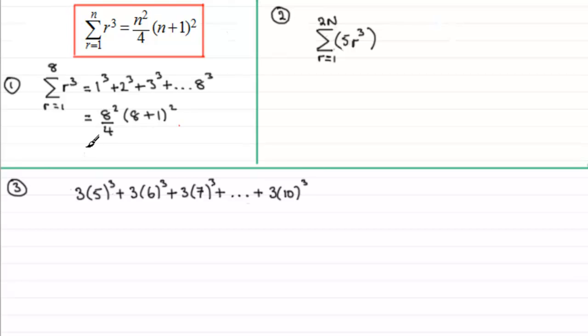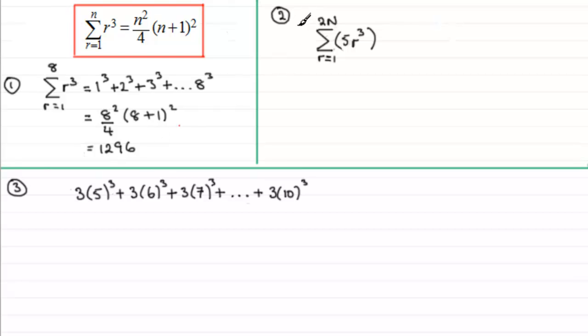We're going to get 8 squared over 4 multiplied by 8 plus 1 all squared. And if you work this out, you'll find that you get 1296. You could verify that this formula works, rather than just assuming it does, by checking 1 cubed plus 2 cubed, etc. on your calculator and checking that it does indeed come to 1296. That's number one, a very basic question.